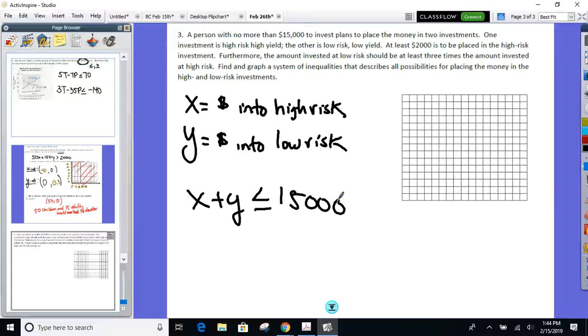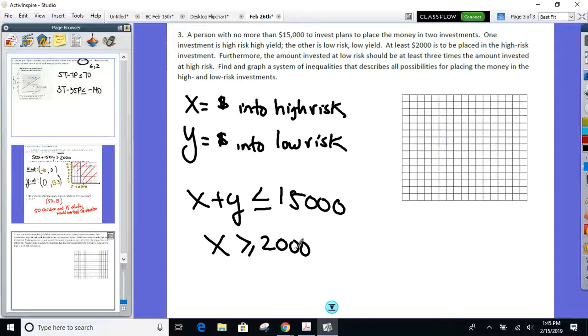Next one. At least 2,000 is to be placed in the high risk. What did we call the high risk? X. You're not going to have a Y with this one. At least 2,000. So this should be what symbol? Greater than, can it be equal to? Yep, at least 2,000. And we've graphed those before. You got one more. Ready? I think we can get this one.